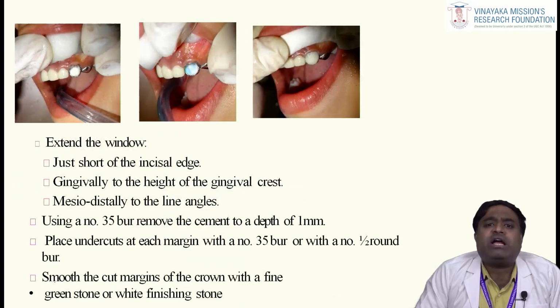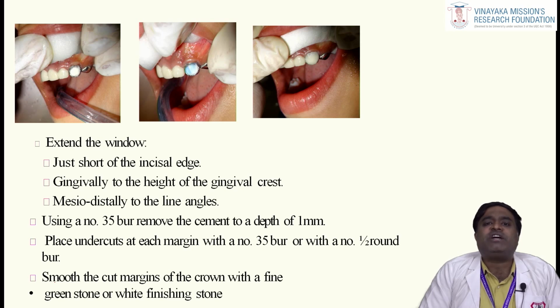After that, you have to extend or create a window on the labial side. Once it is properly trimmed and contoured, we have to place the undercuts at each margin with the help of a 35 burr. After that, smoothen the margins, and we have to finish with the help of the greenstone burr.